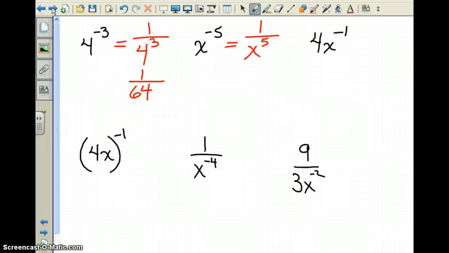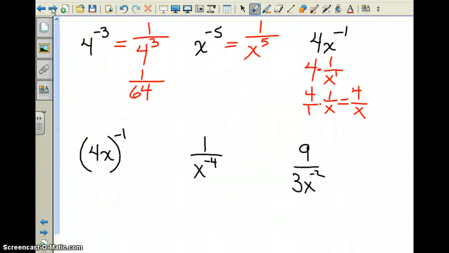Next problem, 4x to the negative 1. Now I have a coefficient in the front. That's going to stay there. And my base that's with the negative 1, I'm going to do 1 over that base to the positive 1. And then if I actually want to multiply these two fractions together, it'll be 4 over 1 times 1 over x, which is equivalent to 4 over x.